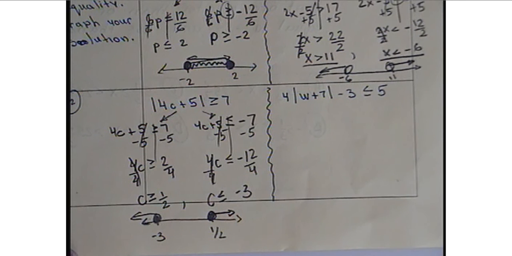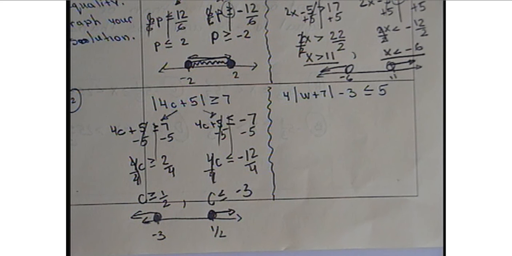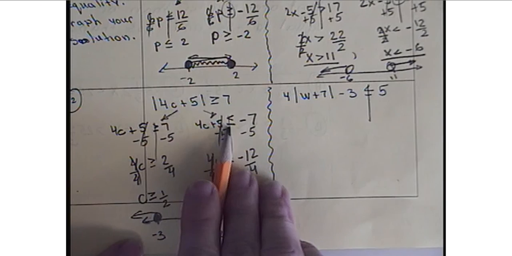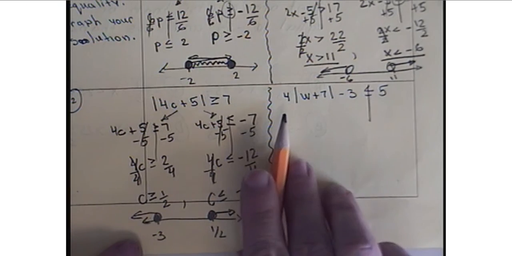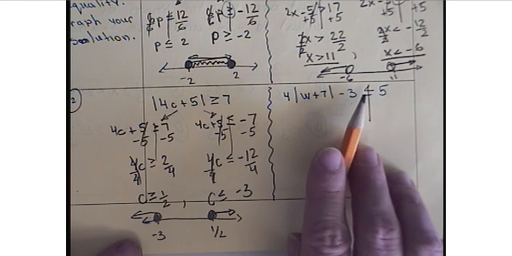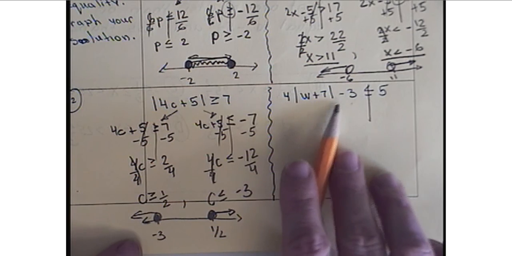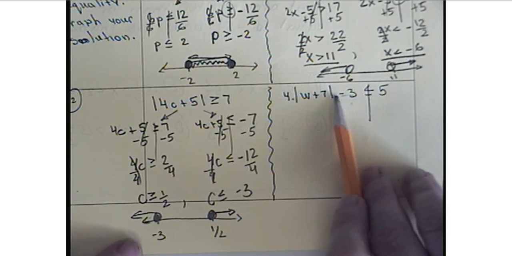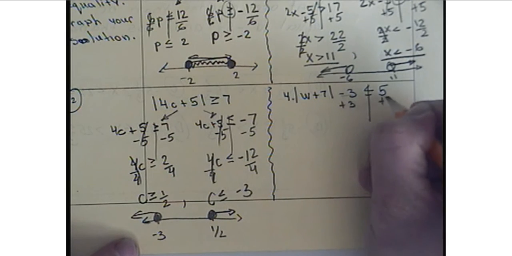Next example, it requires a little bit additional steps. So before we separate the inequality, just like with equations, we gotta get rid of all the numbers outside the absolute value, and we always start with the one that is subtracted or added to, not the one that is multiplying, but the one that has minus or plus sign. So the opposite of minus will be plus 3 to each side.